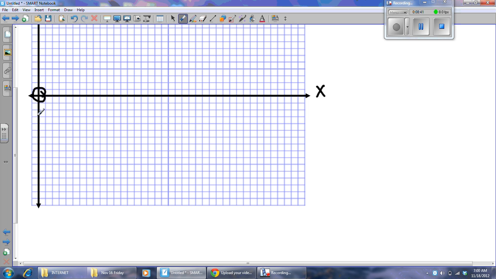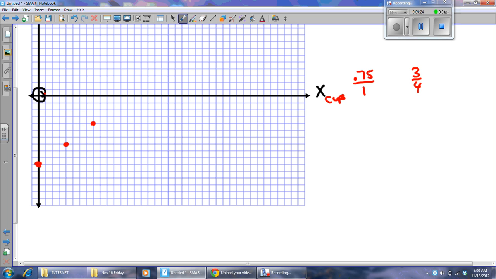Go 1, 2, 3, 4, 5, 6, 7, 8, 9, 10, right down there. And so every 1 cup he sells, he makes 75 cents. Well, that's 0.75 over 1, but that's the same as 3/4. Okay, so I'm going to rise 3 and run 4. By the way, x is the number of cups he sells, and y is the money he makes. So rise 3, run 4.